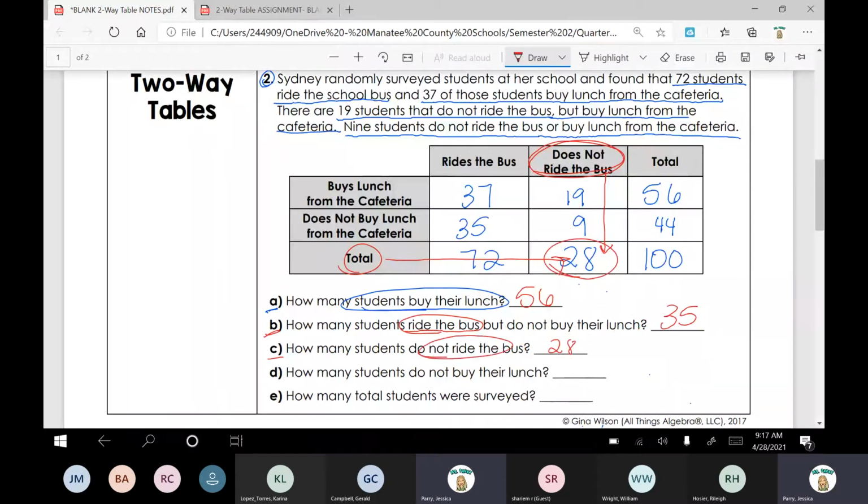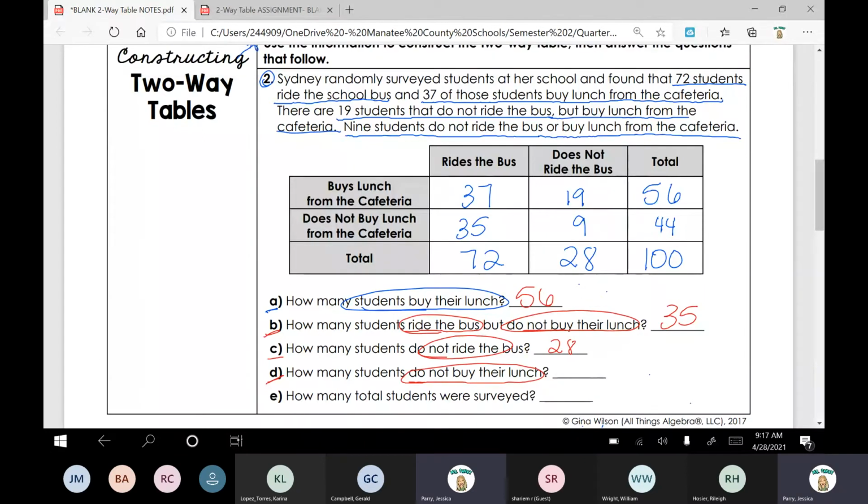And then our next one, D. You already saw that. How many students do not buy their lunch? So it does not buy lunch. We're just looking at our total since we're only talking about one category. So we look all the way across. 44, that's our answer.